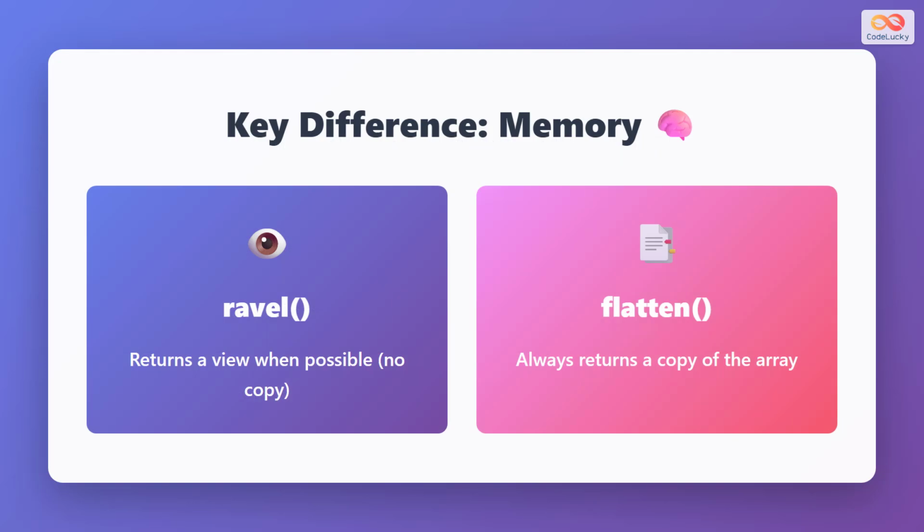Here's the crucial distinction. Ravel returns a view of the original array when possible, meaning it doesn't create a copy in memory. On the other hand, flatten always returns a copy of the array. This difference has major implications for memory efficiency and performance, especially when working with large datasets.